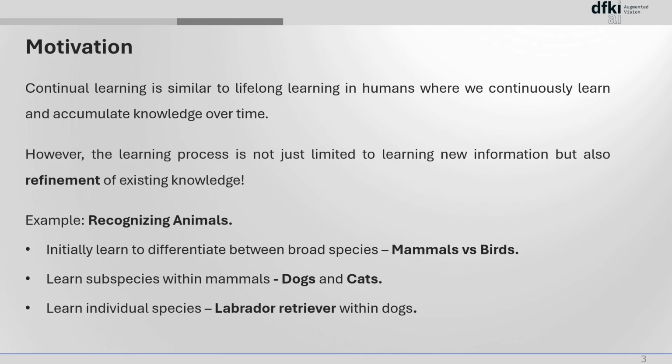Continual learning mimics lifelong learning in humans, where we continuously acquire new knowledge over time without completely forgetting what we've already learnt. However, the learning process is not limited to learning new information but also refining existing knowledge. For example, we first recognize animals broadly, and then learn to identify specific species.